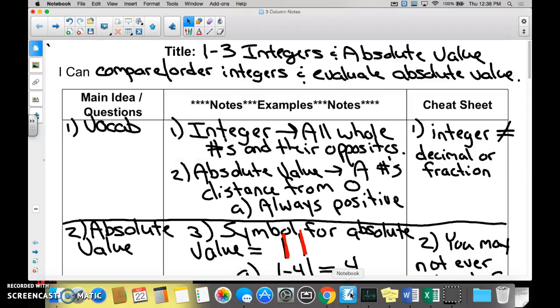All right, ladies and gentlemen, 1-3, integers and absolute value. The I can statement is what? Somebody give me the I can statement, Jeffrey. I can compare/order integers and evaluate absolute value.